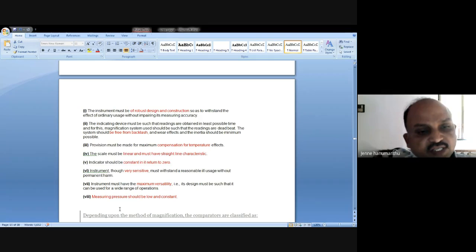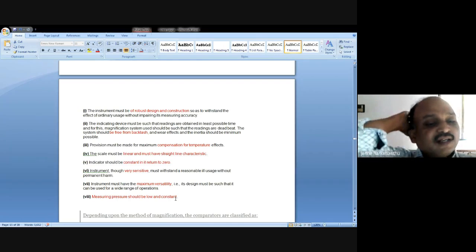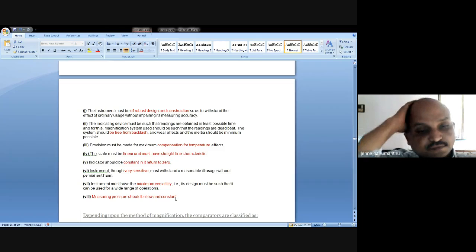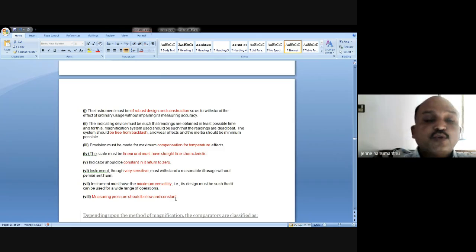And one more is the measuring pressure should be low and constant. That means it should not be a problem with the pressure and forces. That should be low and constant.